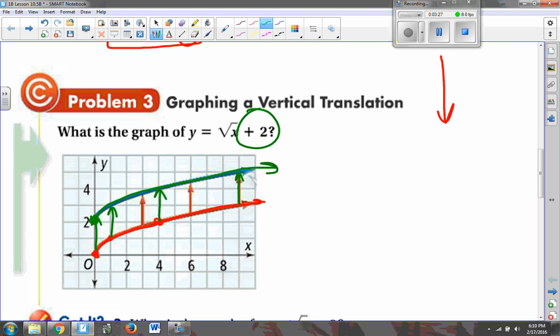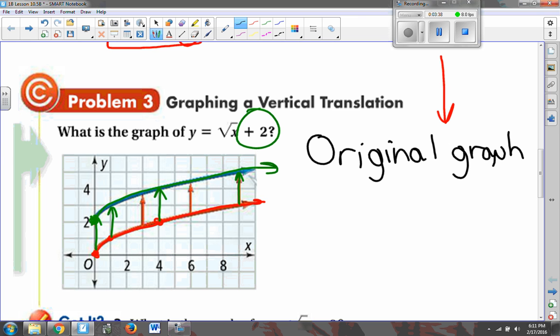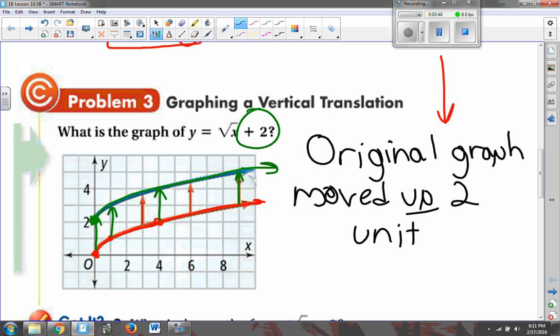Okay? So this is just the original graph moved up 2 units. Okay, so the original graph moved up 2 units.